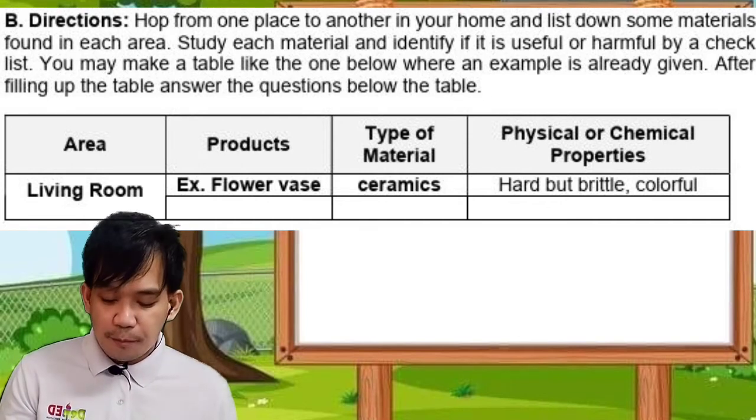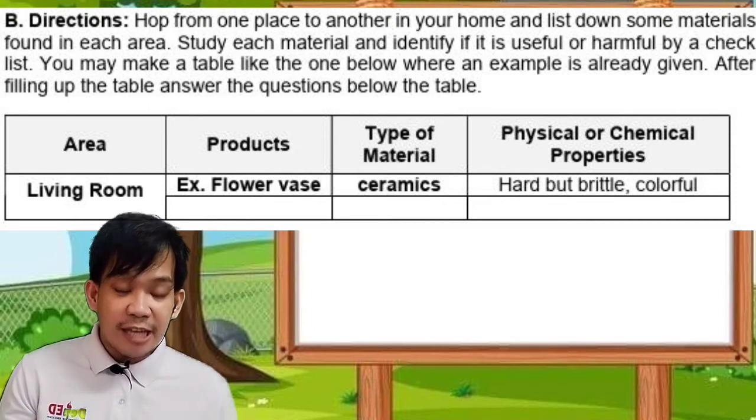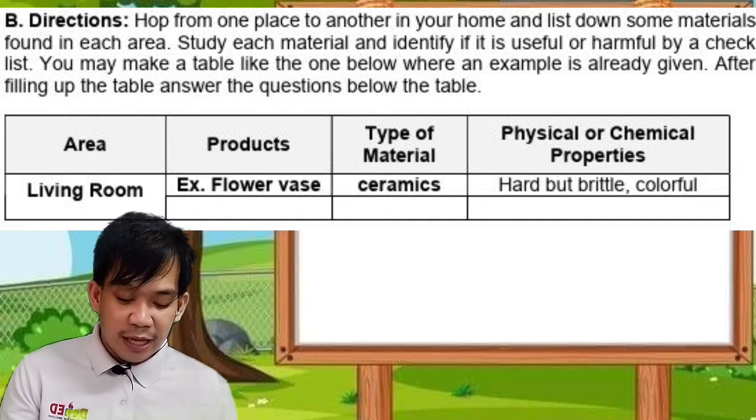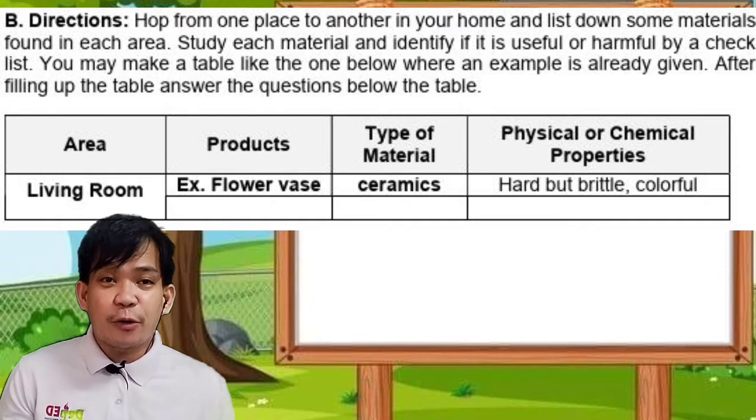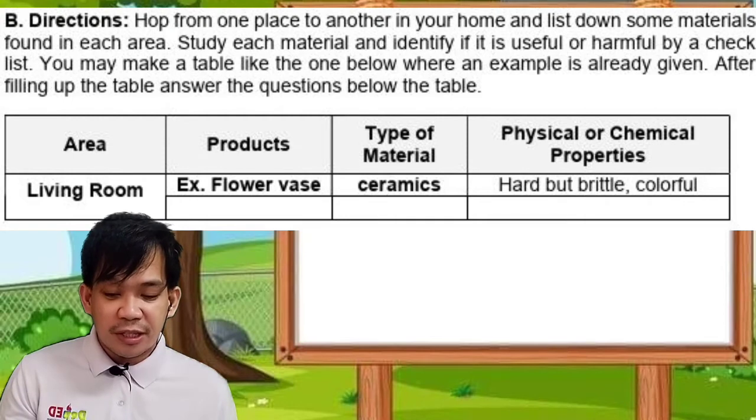So, meron na dito ng example. Pag may nahanap kayong material sa bahay nyo, or sa loob, or sa paligid ng bahay nyo, isusulat nyo yung product. So, dito may example sa area, living room. Ang nakita niya na product doon is flower vase. Ano yung type ng material na yon? Okay, ceramics. Ano yung physical or chemical properties na meron siya? So, nilagay niya dito, hard but brittle, and then colorful. So, you may refer in your learning activity sheets. Nakalagay naman dyan yung mga sample ng mga physical properties and chemical properties ng materials so that hindi kayo mahirapan sa pag-accomplish ng table.